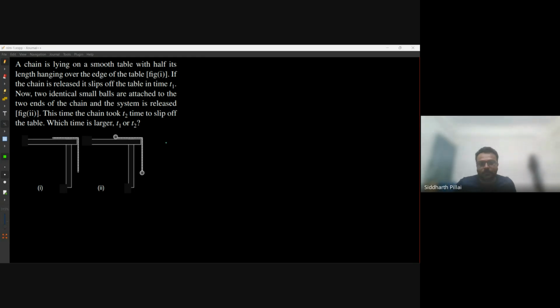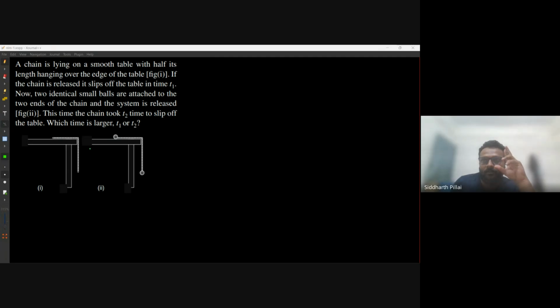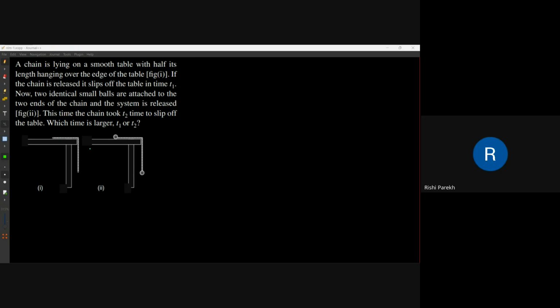One response, two responses. You're saying T1 is greater than T2, means it will take more time in the first case compared to the second case. Can I ask what is your reasoning? The acceleration and how fast it's going to slip is going to be based on what's off the table. But the acceleration will also depend on the total mass, right? The total mass which is on the table is handled by the normal force of the table.